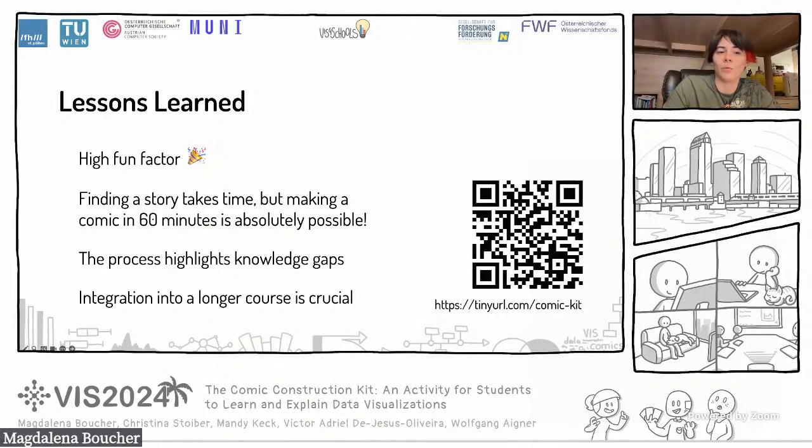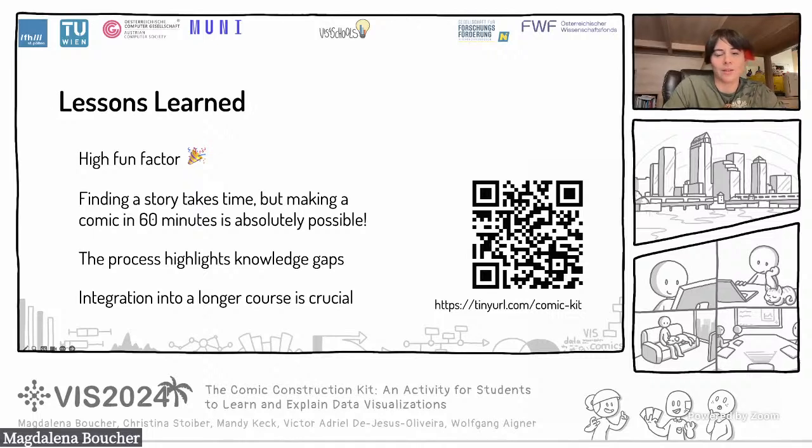And what was also very interesting for us as instructors was that we were able to see where students still had difficulties or knowledge gaps. For example, there was a group of students that tried to use temperature data to explain an area chart. And after quickly speaking to us, they realized their error and even incorporated this personal light bulb moment into their comic then.